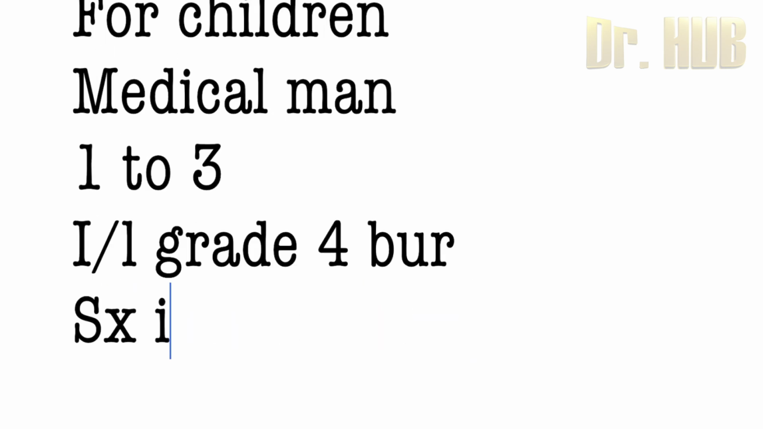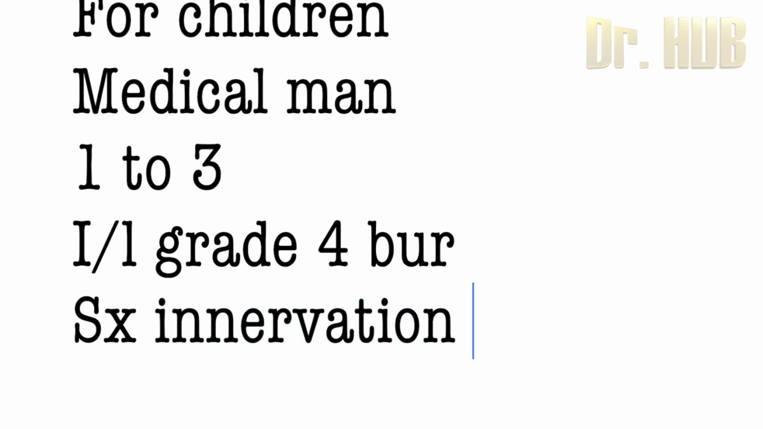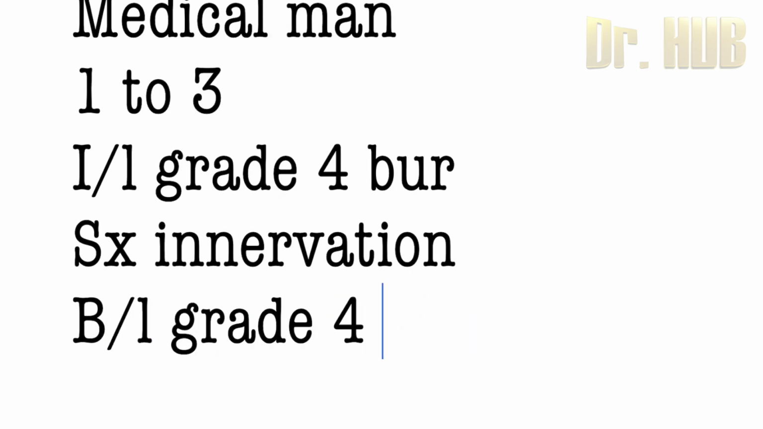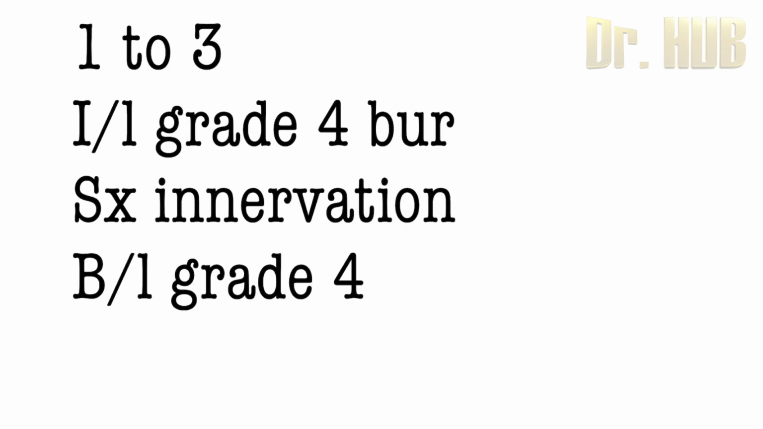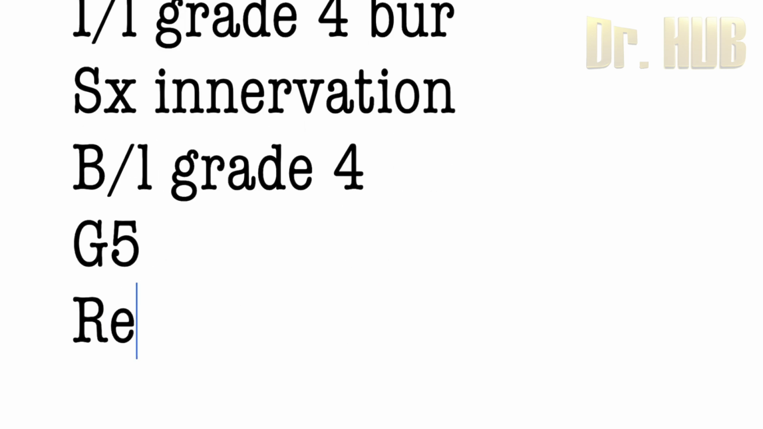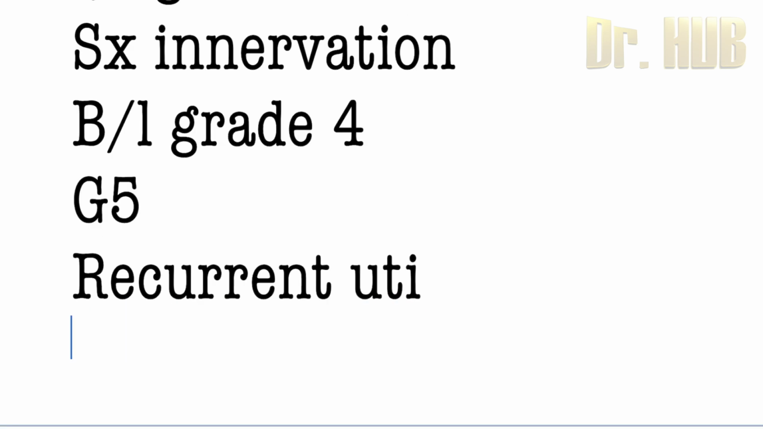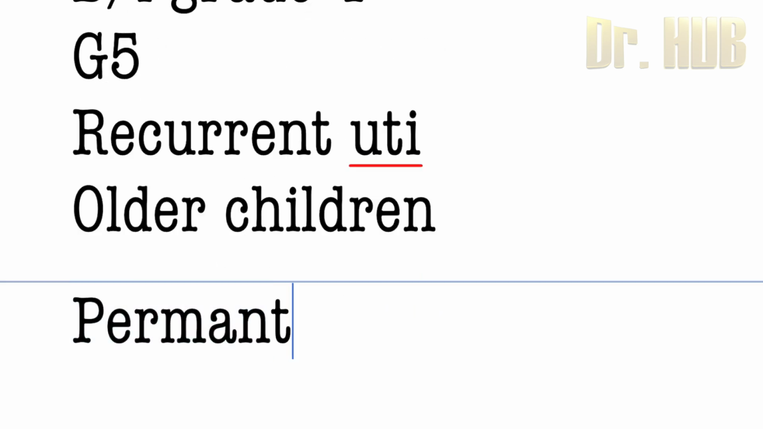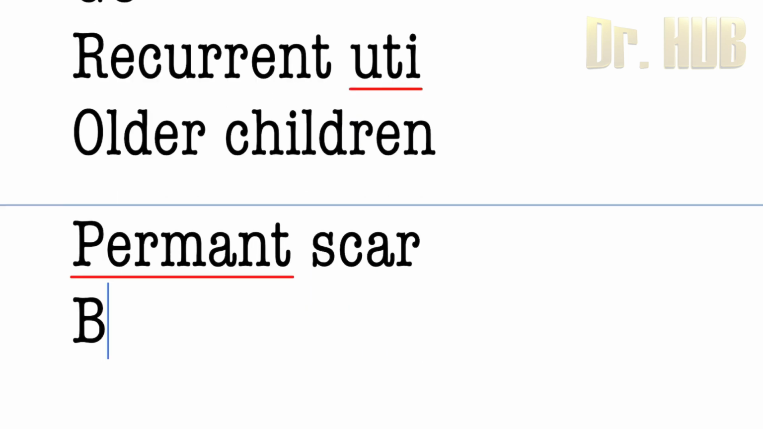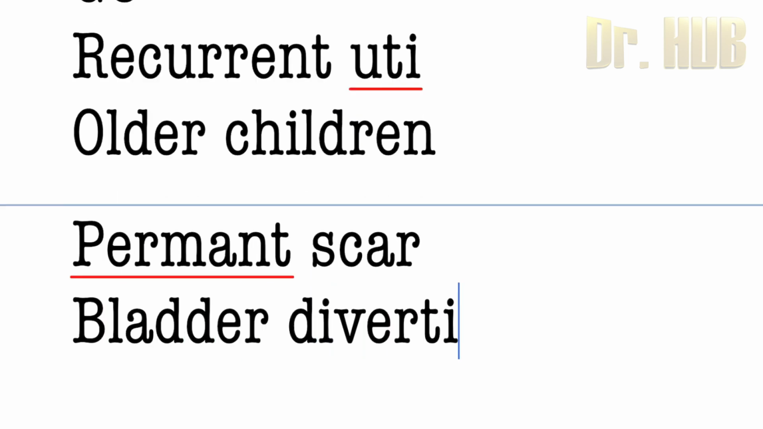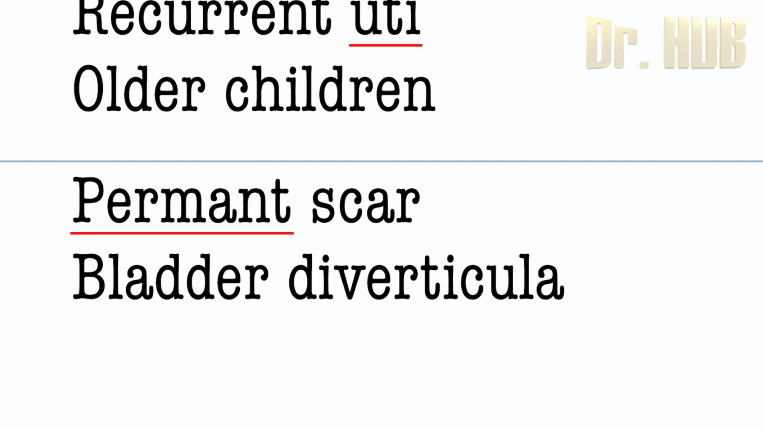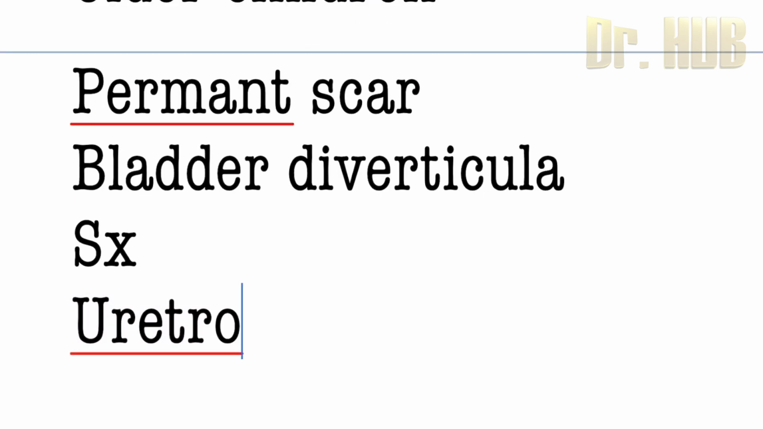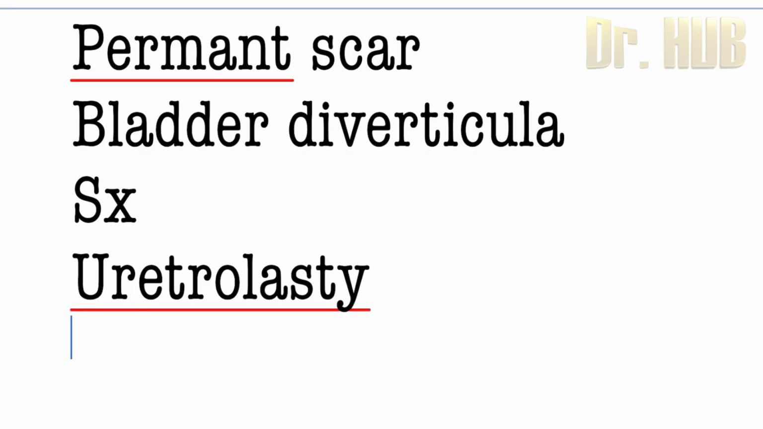Now what about the surgical intervention? Surgical intervention is for bilateral grade 4, grade 5, so G4, G5, as well as recurrent UTIs. It also includes older children, permanent scar, as well as bladder diverticulum. Now what are the surgical interventions? It includes ureteroplasty, that is the strengthening of the ureterovesical junction.